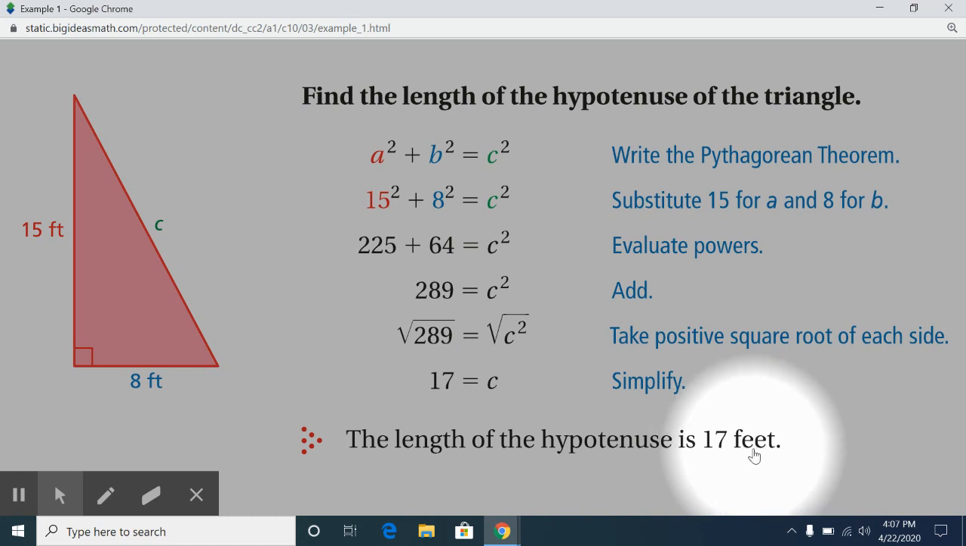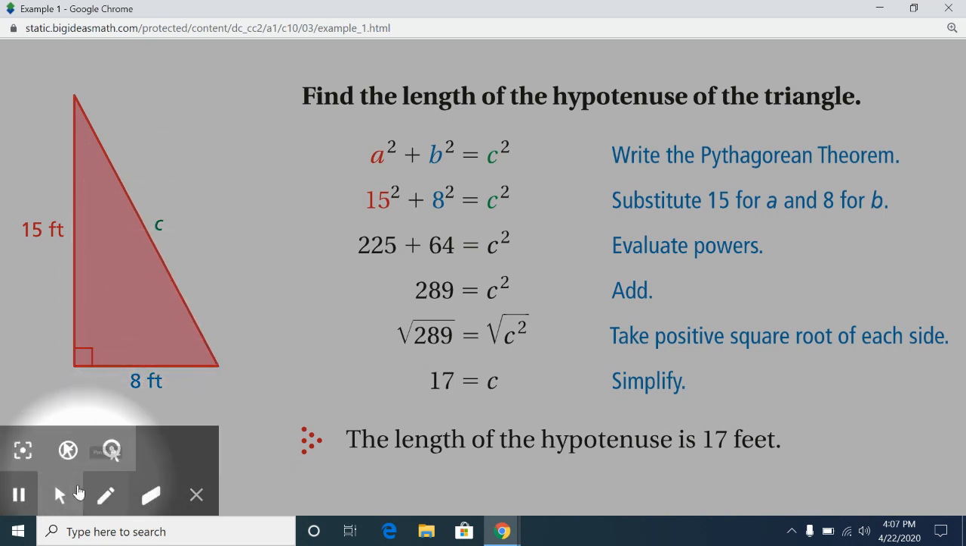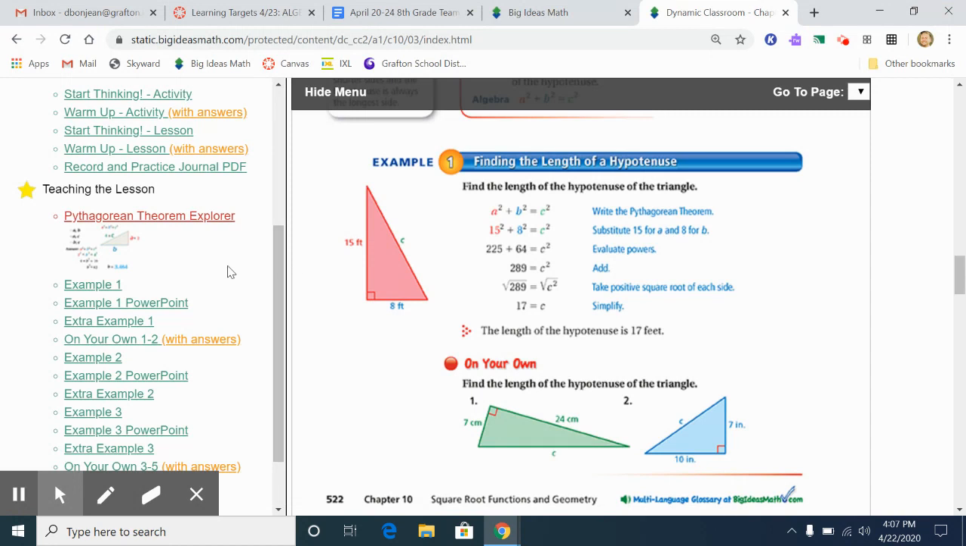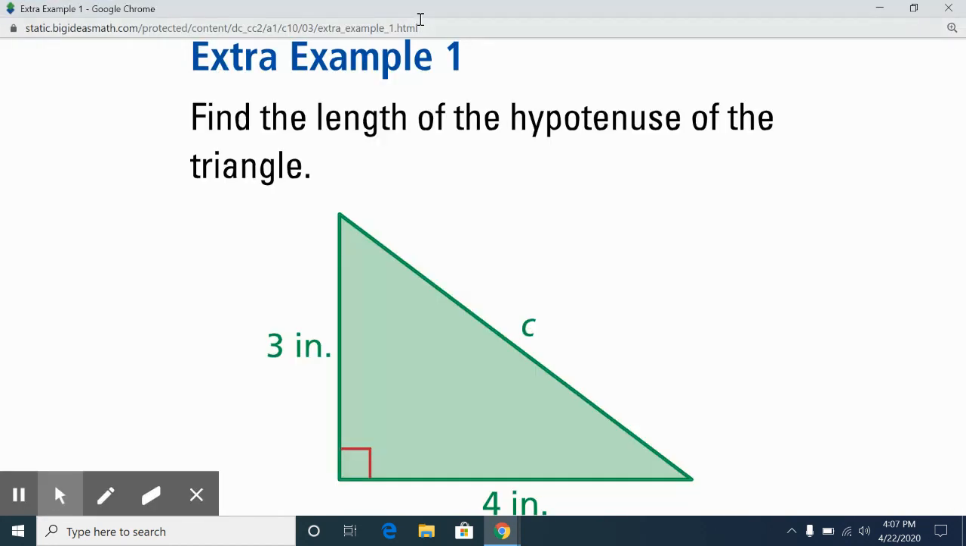Another way to really fast just make sense of your answer. Remember, the hypotenuse is supposed to be the longest side. Okay, so 17 is longer than 15 and it's longer than 8. So our answer makes sense. Okay, so that's just a quick way we can always check our answer too. Let's try another one. Same way. All right, we're finding the hypotenuse again.